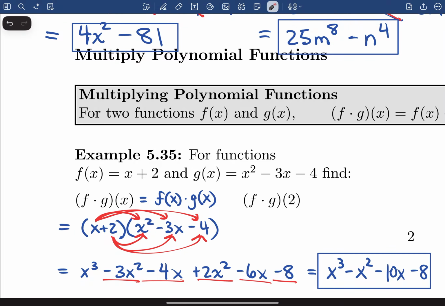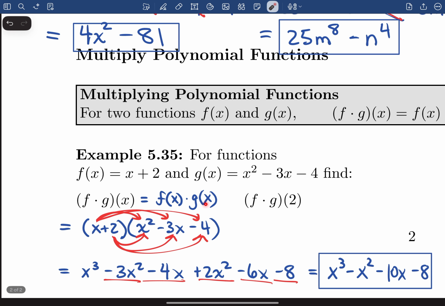So I had two functions that I multiplied together. Those two functions were x plus 2 and x squared minus 3x minus 4. And I did that multiplication, and I ended up with 6 terms, right? Because 2 terms times 3 terms is 6 terms. And this is my simplification.